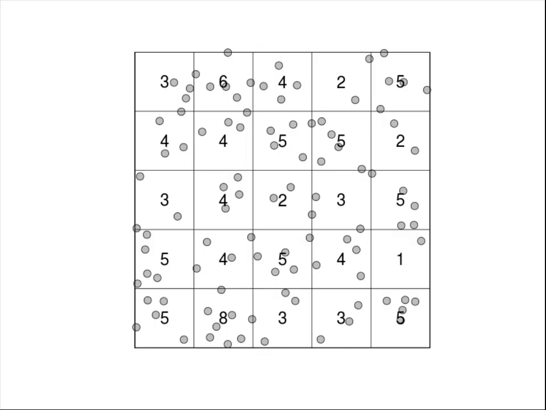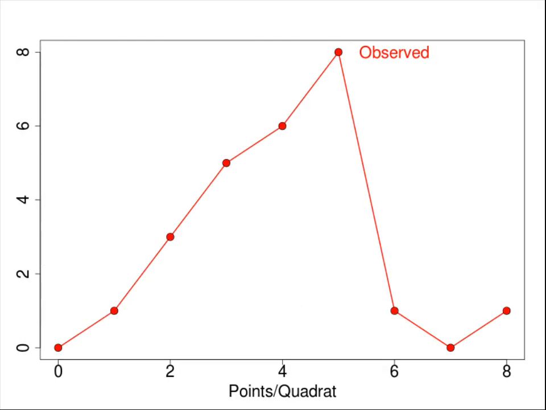We have 1, 2, 3 squares that have 2 in it. We have 1, 2, 3, 4 that have 3 in it. And what we can get is a distribution like this. We had no squares that had 0 in it. We had 1 square with 1 point in it. We had 3 squares with 2 points in it. We had 5, okay, I guess I missed one, with 3 in it, and so on.